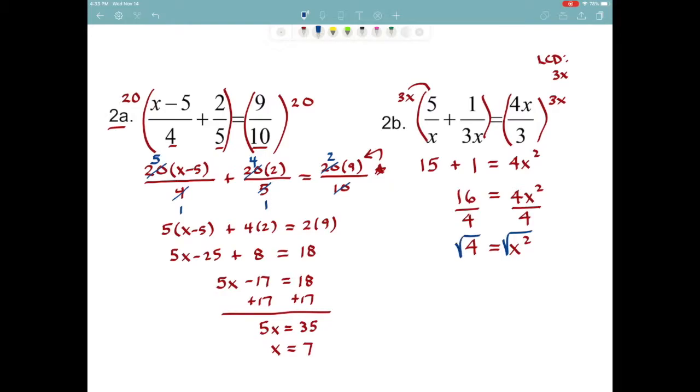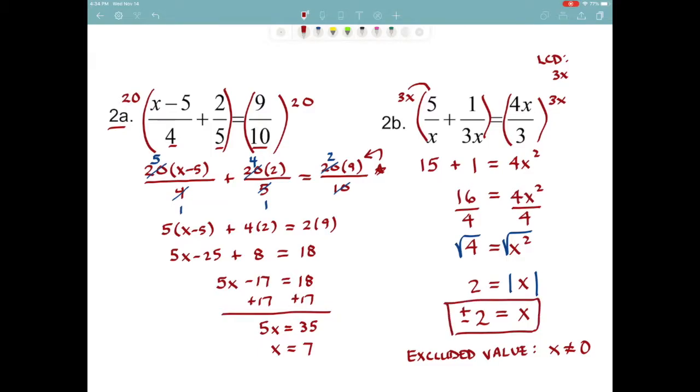Once again, we have to remember the square root of something squared is going to give us the absolute value of x. That should equal 2, which means that x should end up equaling positive or negative 2. We can take those values and plug them in to double check and make sure they work. With this one, we also need to check our excluded values. Remember, that's any value that would make the denominator equal 0. In this case, the only thing that x should not be able to equal is 0. But since we got positive and negative 2, we're okay there.